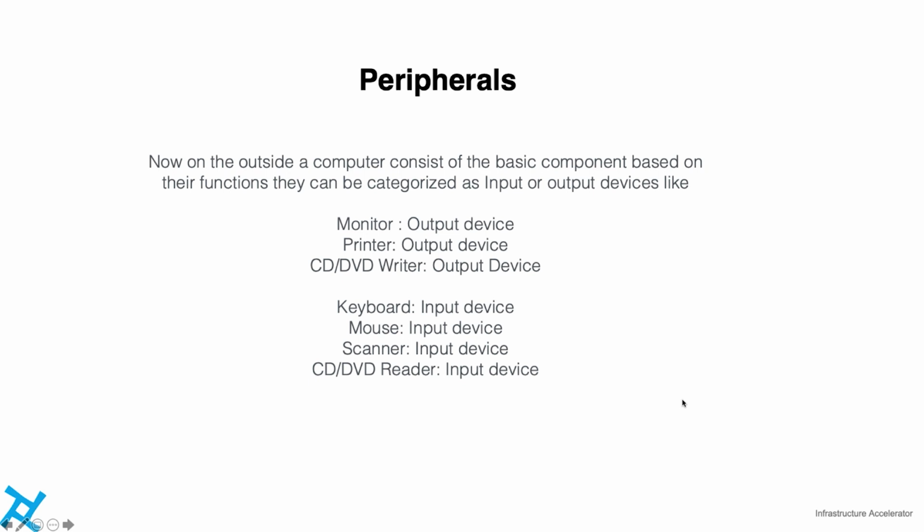Now, let's talk about the peripherals of the devices. On the outside, the computer consists of the basic components based on their functions. They can be categorized as input and output devices, like monitor is an output device, you see through it. Printer is an output device, you print through it. CD or a DVD writer is an output device because you write CDs out of it. Keyboard is an input device, mouse is an input device, scanner is an input device because you scan the prints and you bring them in your computer, and CD and DVD reader is an input device.